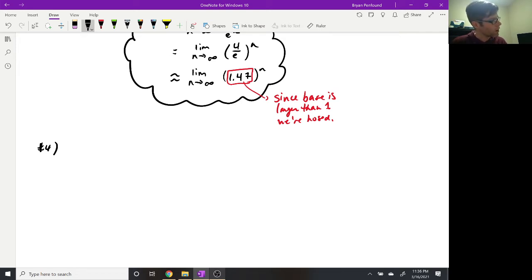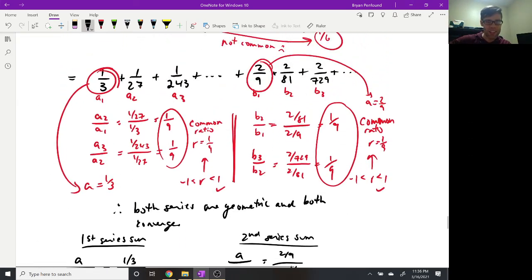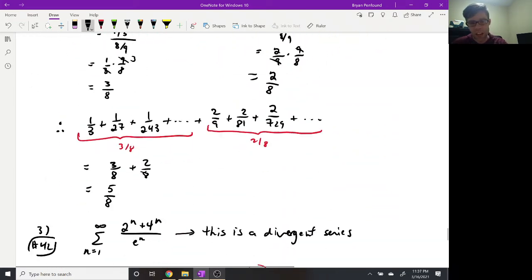Okay, number 4. Oh yeah, this is a fun one. We're not really going to prove anything necessarily. I feel like we're going against what the overall question said, which is, prove if it's convergent or divergent.